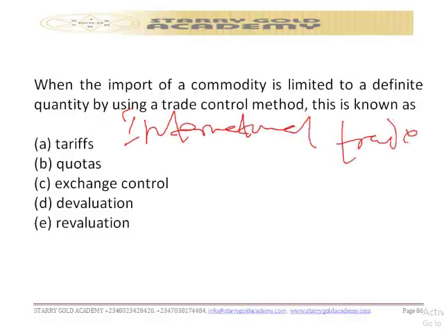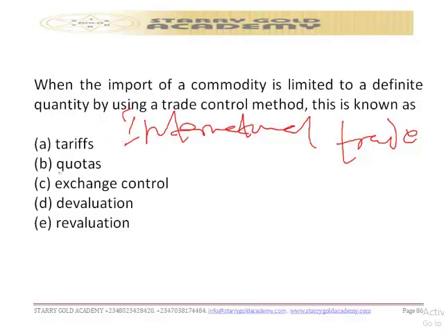We are talking about when the import of a commodity is limited to a definite quantity by using a trade control method. This is known as what? Option A, tariffs: a tax, a position on levies on goods, on imported goods or exported goods.